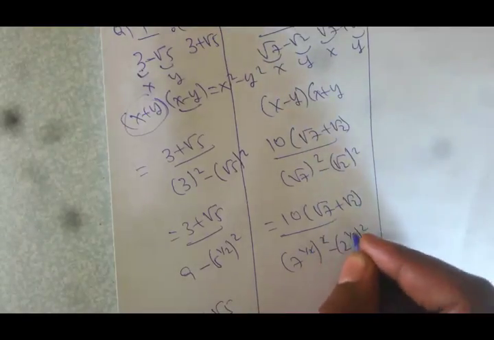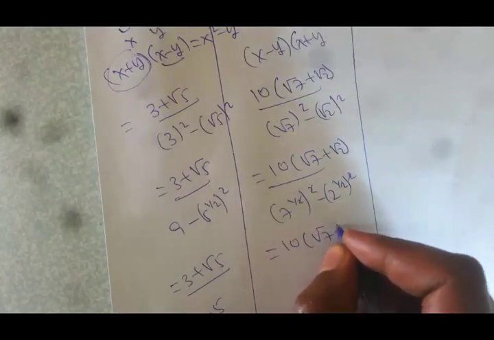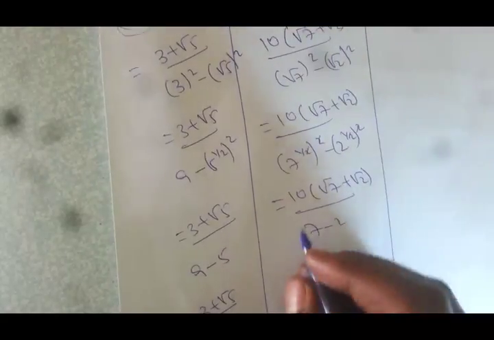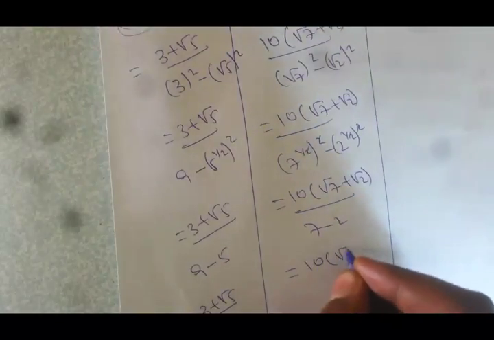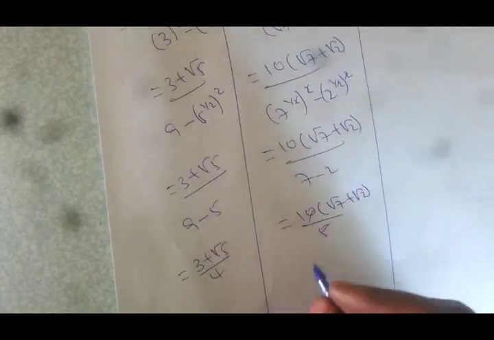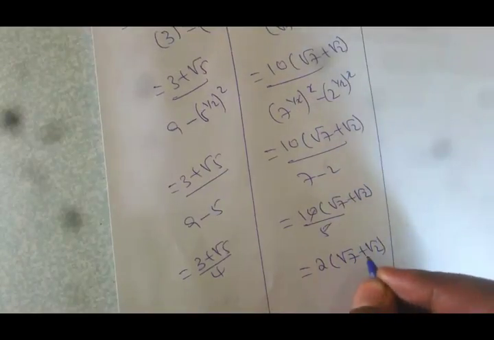Therefore the 2 will be cancelled. This is equal to 10 root 7 plus root 2 over 7 minus 2. This is equal to 10 root 7 plus root 2 over 5. Therefore this will be cancelled. 2 times root 7 plus root 2 will be our final answer.